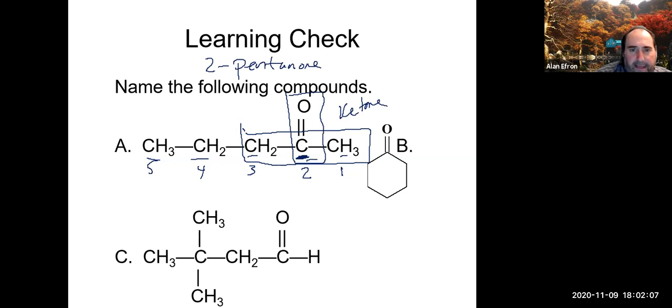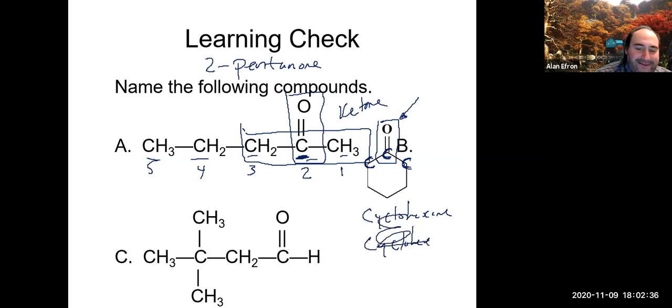Coming to B here, we have basically a cyclohexane ring. It is one carbon there, two carbons there, and three carbons there. So that is three carbons with our center carbon having that double bond, and that is a ketone. So it becomes cyclo... Cyclohexanone. There we go. Cyclohexanone would be that guy in B.